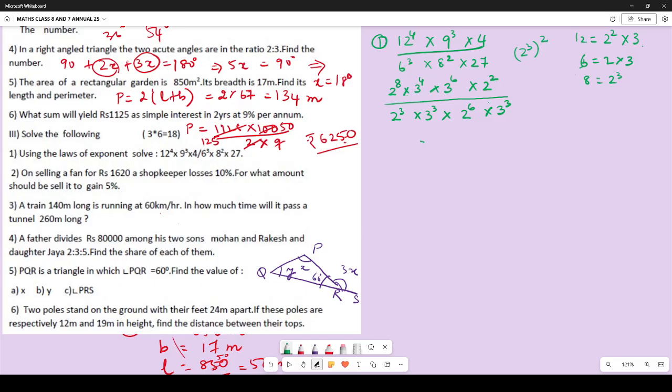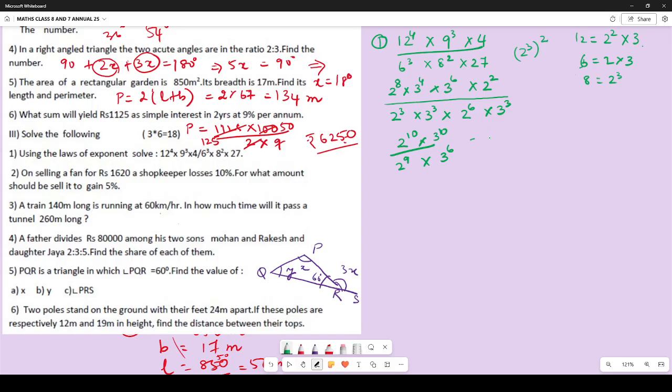Now let us take a look at all the 2 powers and all the 3 powers. So how many 2 powers over here? 8 and 2, 10. 2 to the power 10 into how many 3 powers? 3 to the power 10. By how many 2 powers over here? 2 to the power 9 into how many 3 powers over here? 3 to the power 6, right? So that is what we are left with over here. So you know, when it is in division, then the powers are subtracted.